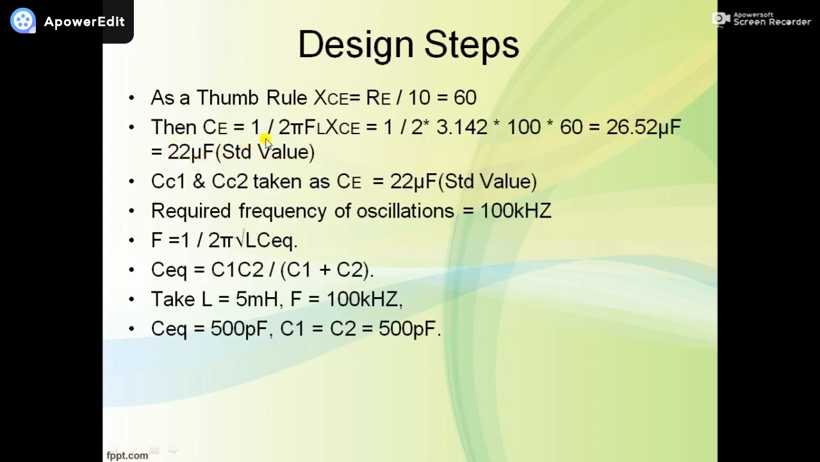So the correction is that in the previous slide of design steps I used the formula C of E equal to 10 divided by 2 pi FL X of C. Instead of 10, please make the correction: it is 1, not 10. So after correction, please consider C E equal to 1 upon 2 pi FL X of C E. Okay, thank you.